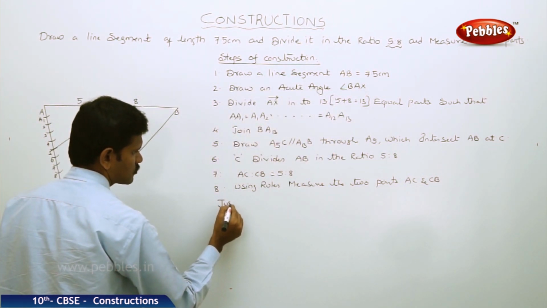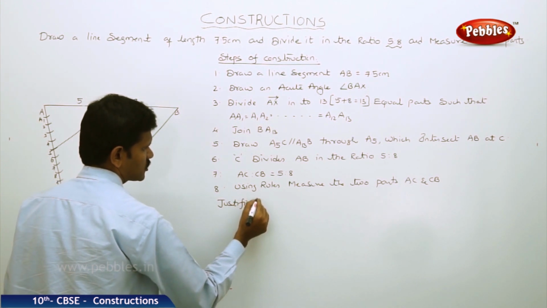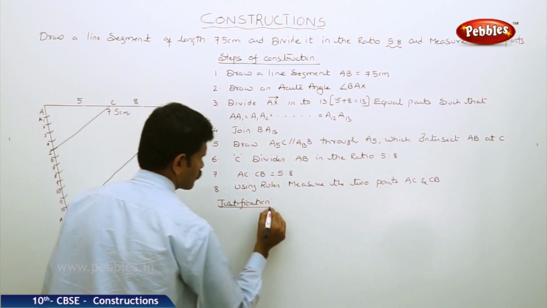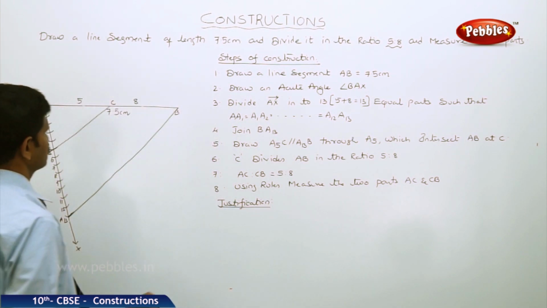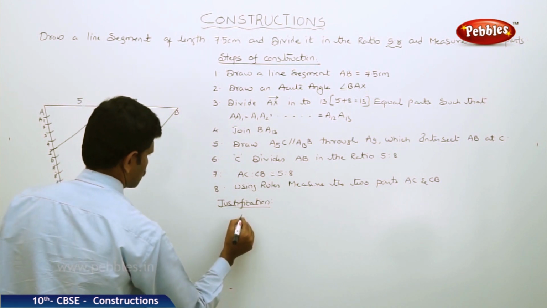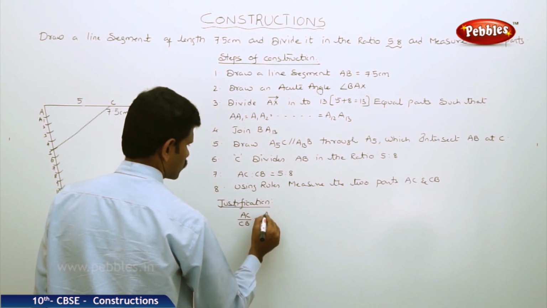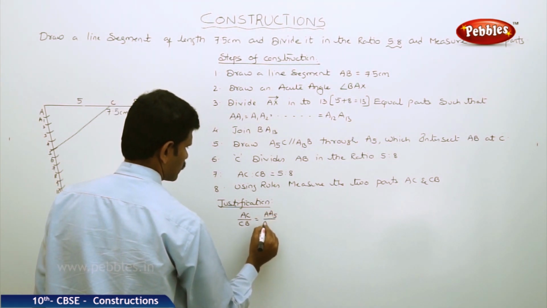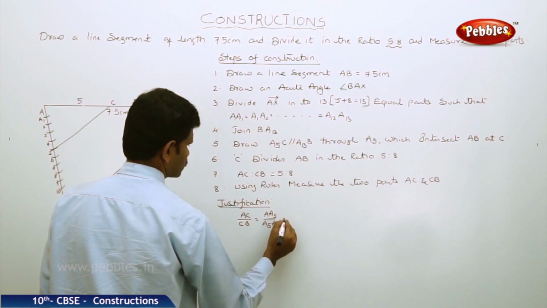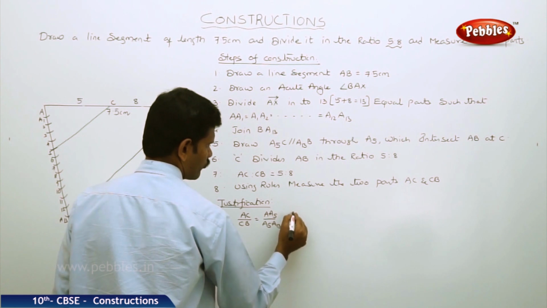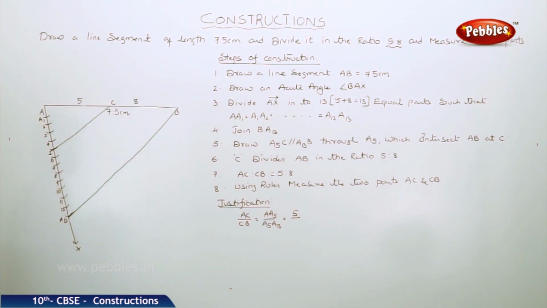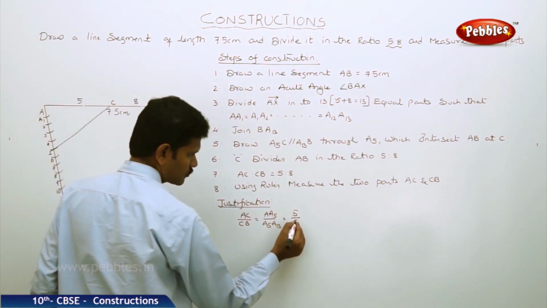Justification: AC by CB is equal to A5 by A13, which is 5 by 8, counting A5 to A13: 1 2 3 4 5 6 7 8. Let us see the next problem.